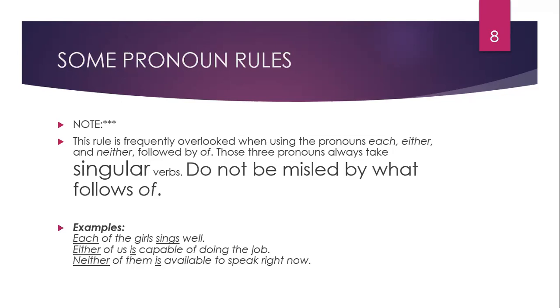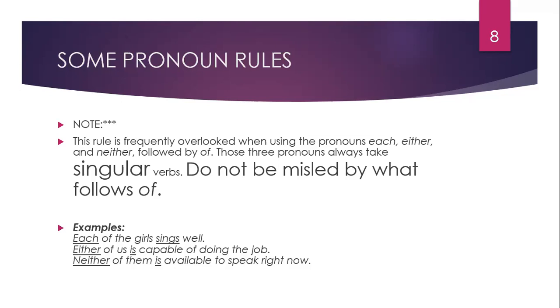Now, this rule is overlooked when using the pronouns each, either, and neither, followed by of. So whenever you have each, neither, and either followed by of, then you forget this rule that the subject must agree with the pronoun or the verb. It changes. If you have each of or either of or neither of, it doesn't matter what comes after the of. As soon as you use each of, the verb is going to be singular.